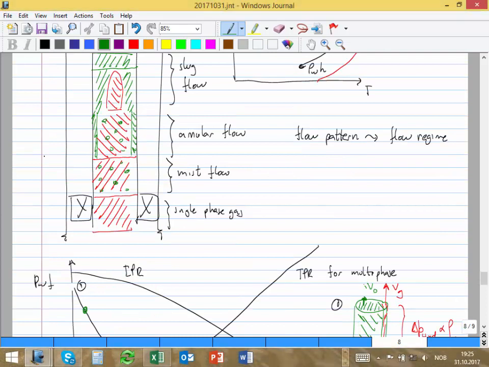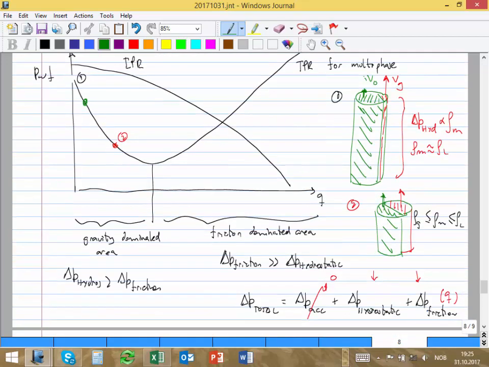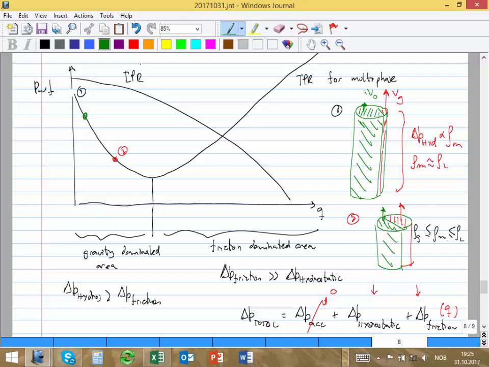What will happen is that there will be some flow patterns that you won't have. For example, if you enter with too much liquid, you might come already in annular, and you don't have single phase gas or mist. You will have just annular and slug. So the point here to convey is that the curve looks like that because here is gravity dominated and here is friction dominated. When you start increasing the velocity, the gravity dominated goes down and the friction goes up, and you have a minimum, and that's the intersection that we're looking for.